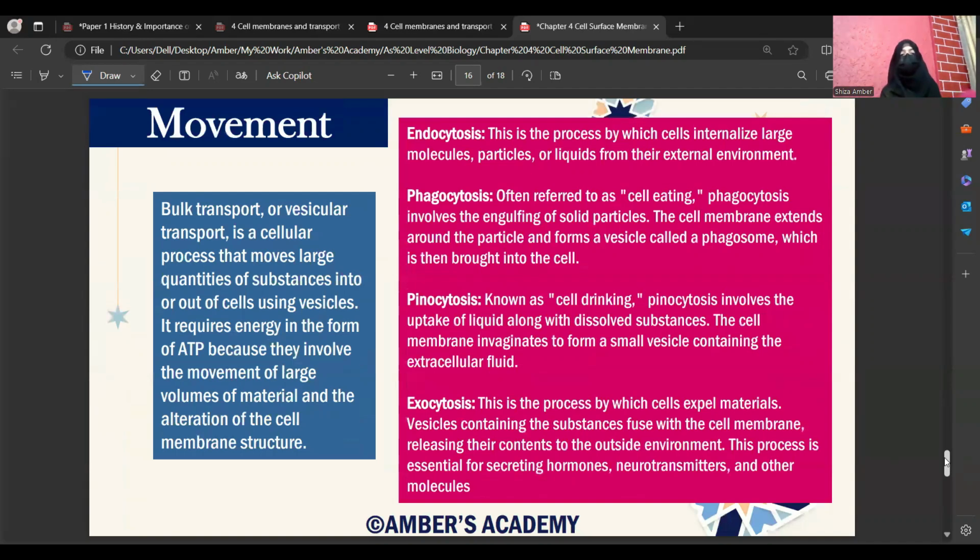This is completely new, so understand it carefully. Bulk transport means that you are transporting something in a very large quantity. Until now, we talked about diffusion, facilitated diffusion, osmosis, and active transport, and in that we were just talking about ions, molecules and water molecules. We were not talking about large molecules. Large molecules such as antibodies are transported via bulk transport. Bulk transport means when something is transported in a large amount. This transport requires energy in the form of ATP, because a very large volume of material is involved.